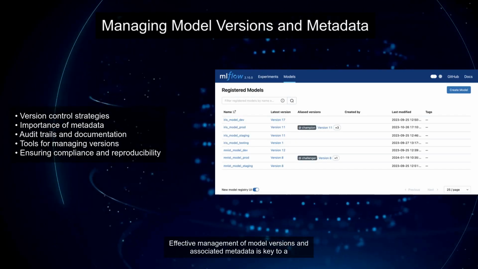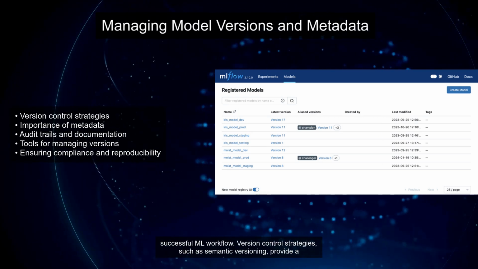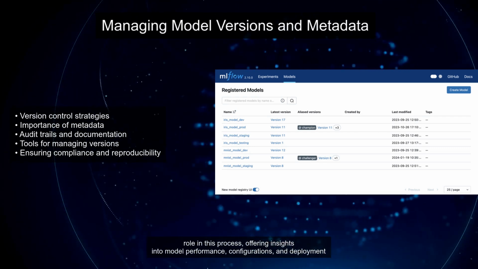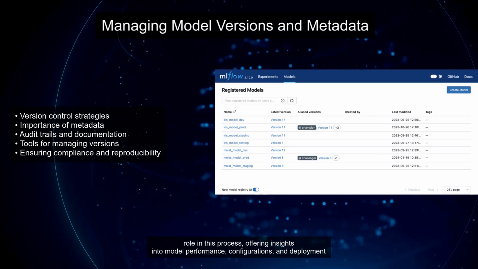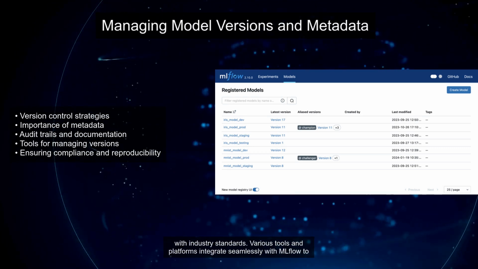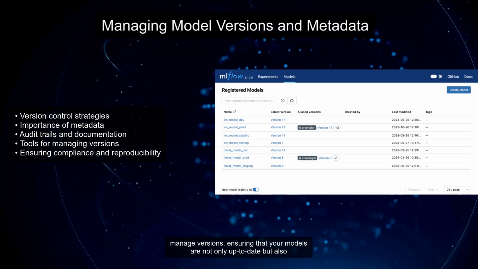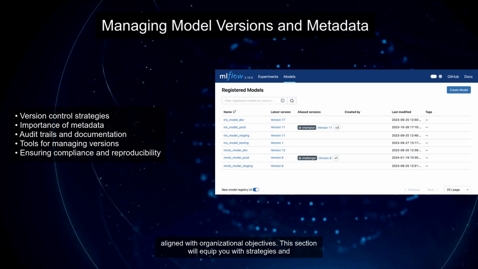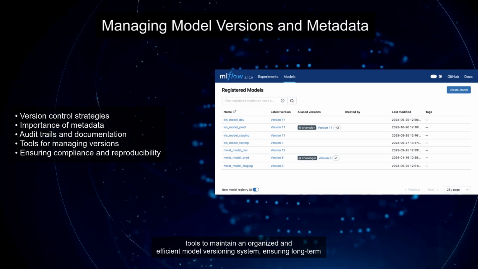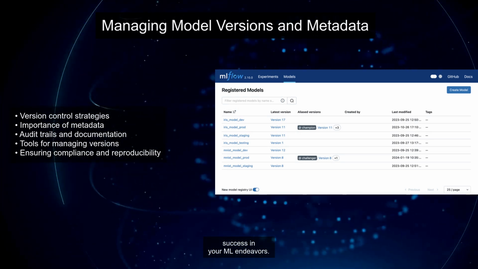Effective management of model versions and associated metadata is key to a successful ML workflow. Version control strategies, such as semantic versioning, provide a structured approach to tracking model changes and updates. Metadata plays a crucial role in this process, offering insights into model performance, configurations, and deployment histories. Comprehensive audit trails and thorough documentation enhance transparency, reproducibility, and compliance with industry standards. Various tools and platforms integrate seamlessly with MLflow to manage versions, ensuring that your models are not only up to date but also aligned with organizational objectives. This section will equip you with strategies and tools to maintain an organized and efficient model versioning system, ensuring long-term success in your ML endeavors.